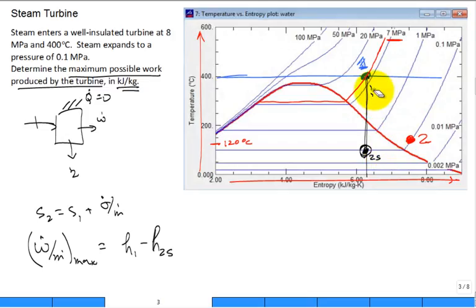So what would be the isentropic efficiency of that steam turbine? How would you calculate it? H1 minus H2 actual divided by H1 minus H2S. You just have to get the enthalpy at 2 actual as well as the enthalpy at 2S.